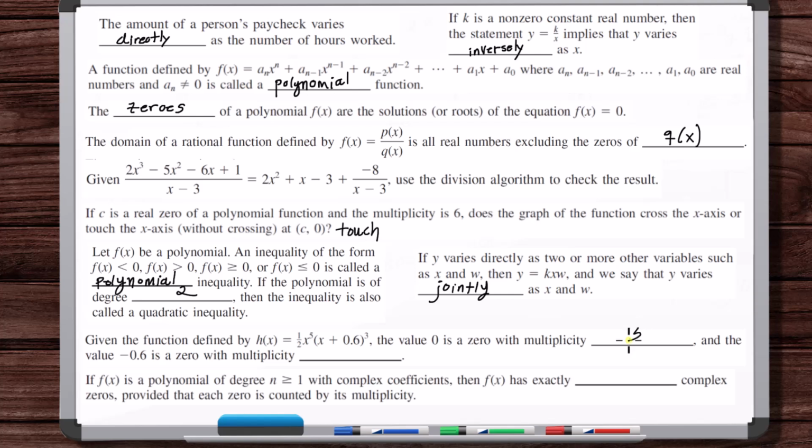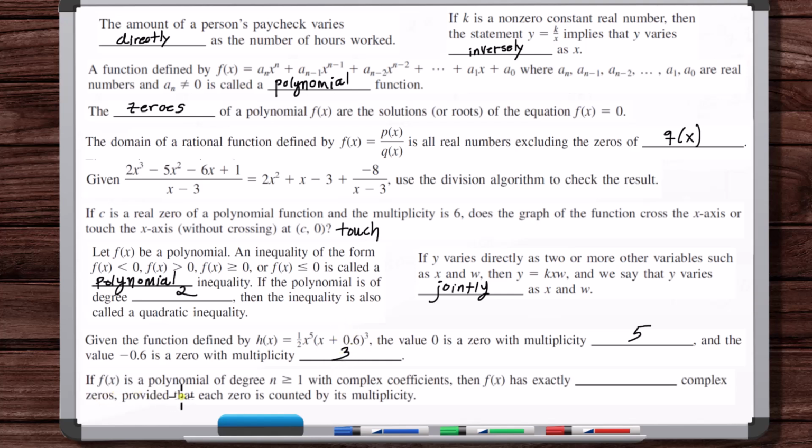Given the function defined by this here, the value 0 is a 0 with multiplicity 5. That's if you plug in 0, h of 0 is equal to 0. That's a 0 of the polynomial. Is this a polynomial? I think it is. But it has it to the 5th power, so its multiplicity is 5. And the value minus 0.6 is a 0 with multiplicity 3. If you plug in x is equal to minus 0.6, this also makes the function equal to 0.